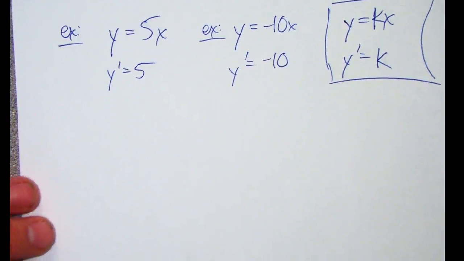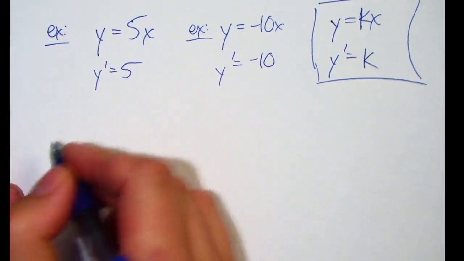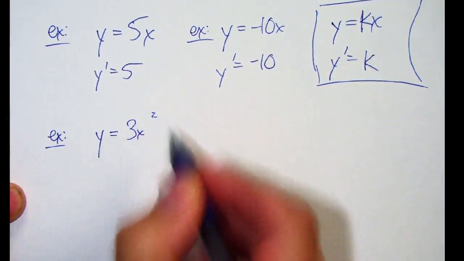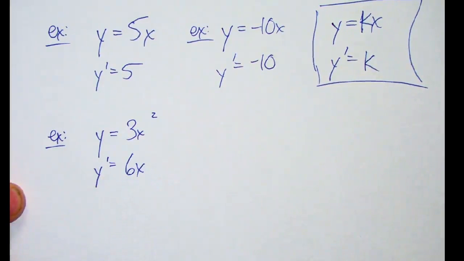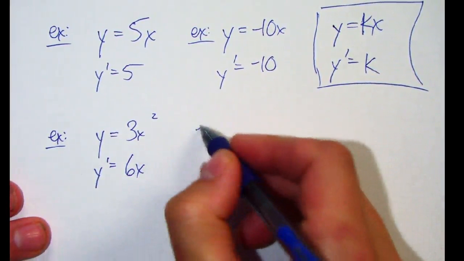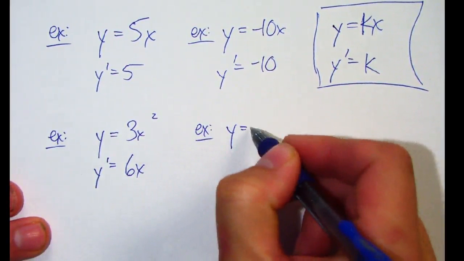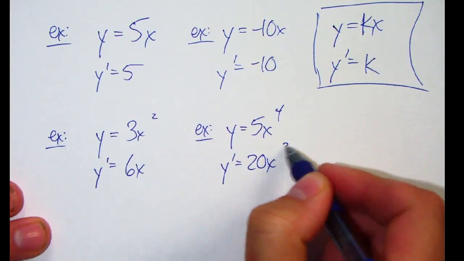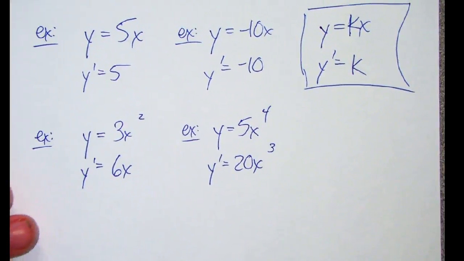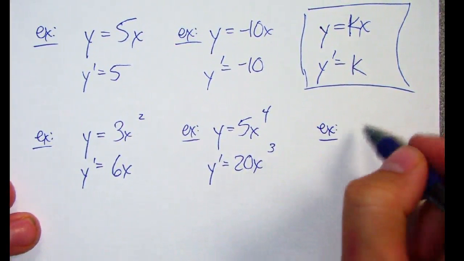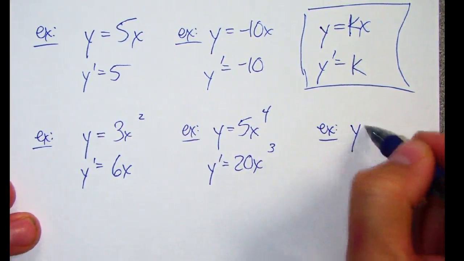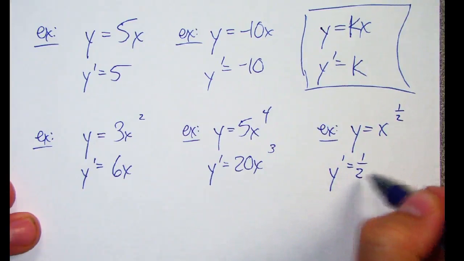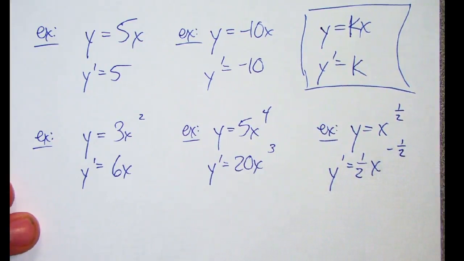The third one's not as easy, and you won't really be able to come up with it on your own. But let me give you a couple and see if you can come up with a pattern. If I gave you 3x squared, your derivative would be 6x. If I gave you 5x to the 4th, your derivative would be 20x to the 3rd. If I gave you x to the 1/2, your derivative would be 1/2 x to the negative 1/2.